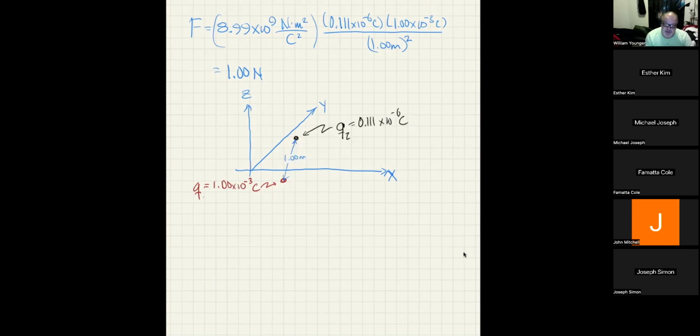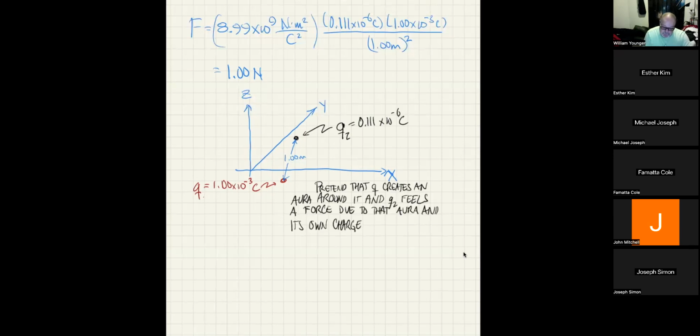Now, what I can do is pretend that Q creates an aura around it, and Q2 feels a force due to that aura and its own charge. Y'all see what I'm saying?